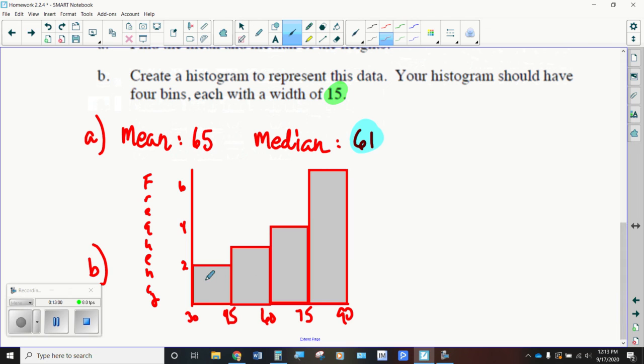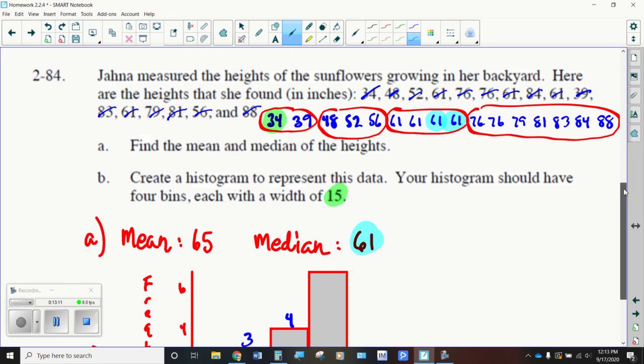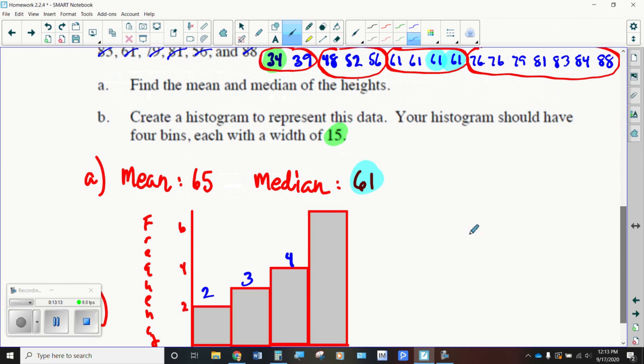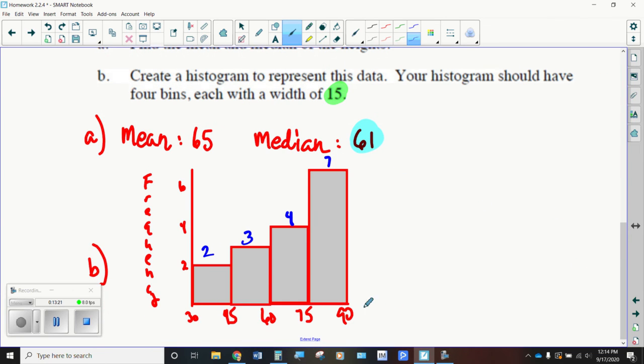The first section right here has to go up to 2. Let me actually change that color because that's looking a little confusing. This number has to go to 2. This one has to go to 3. This one has to go to 4. And what did we say was the last one? Total of 7 of them. And let's add all those numbers together. 5 and 4 make 9, and 9 and 7 make 16. So there you go. So this is an example of a histogram.